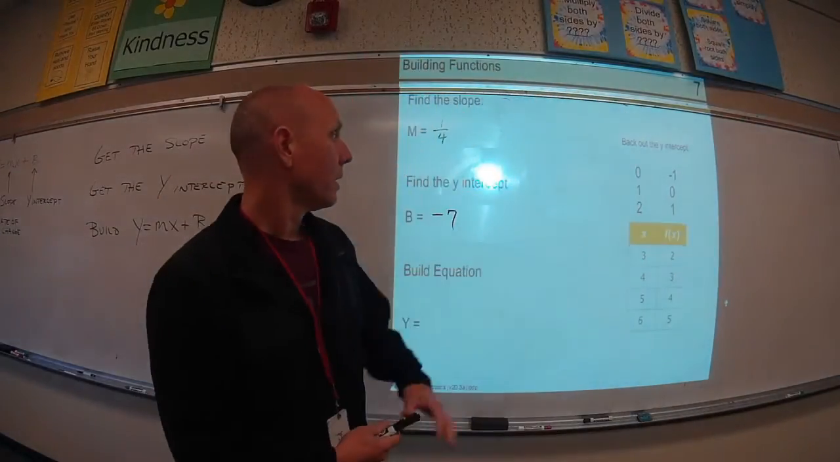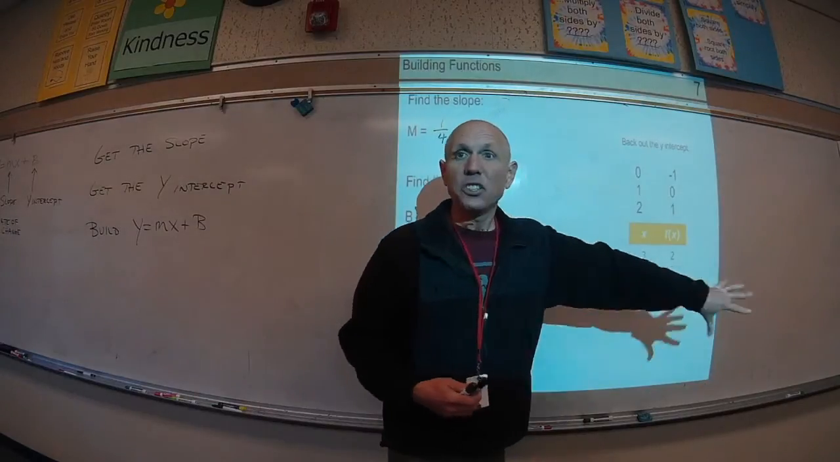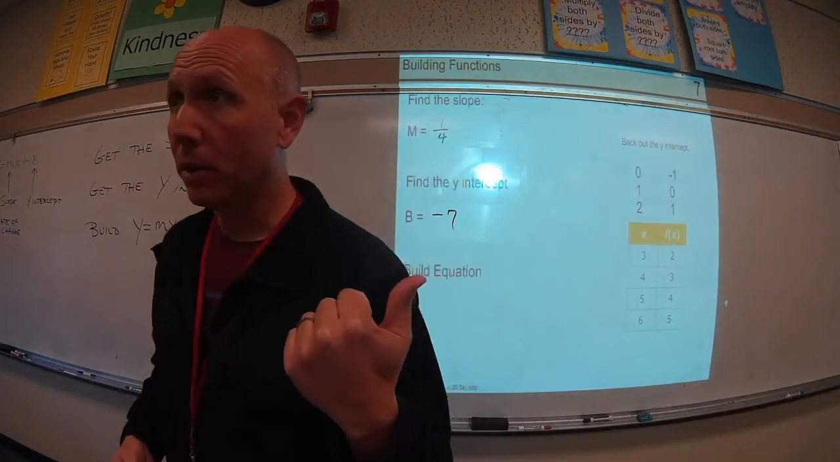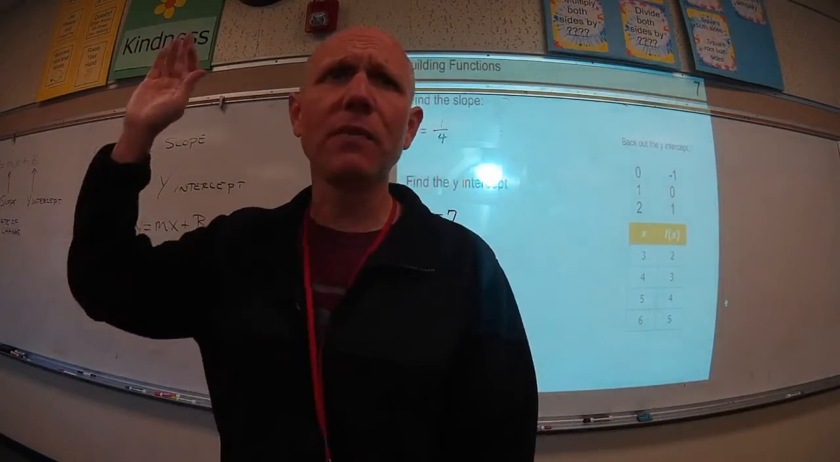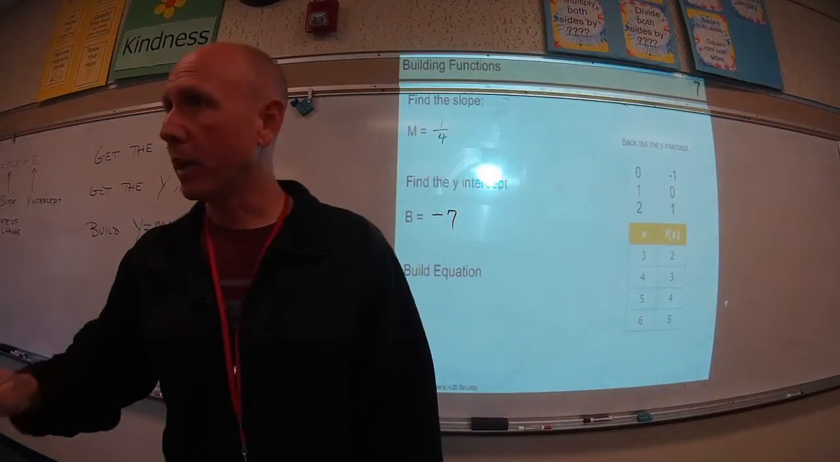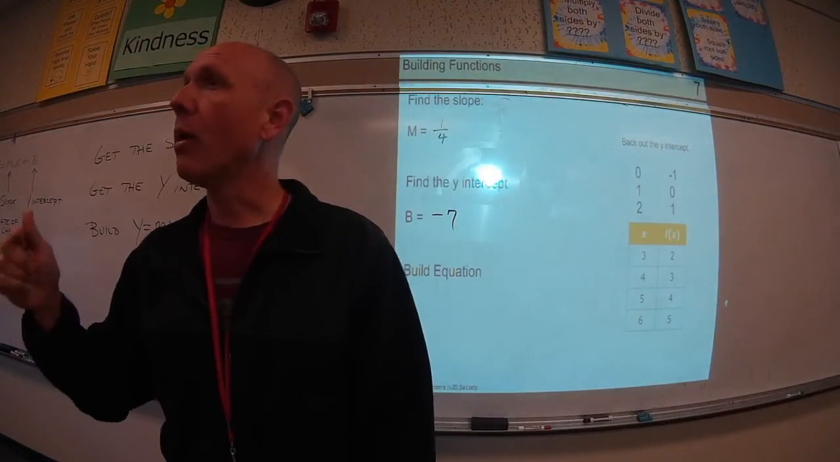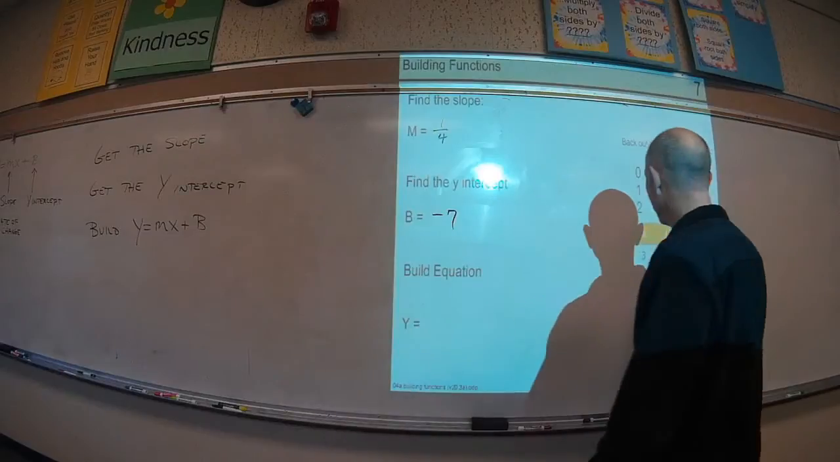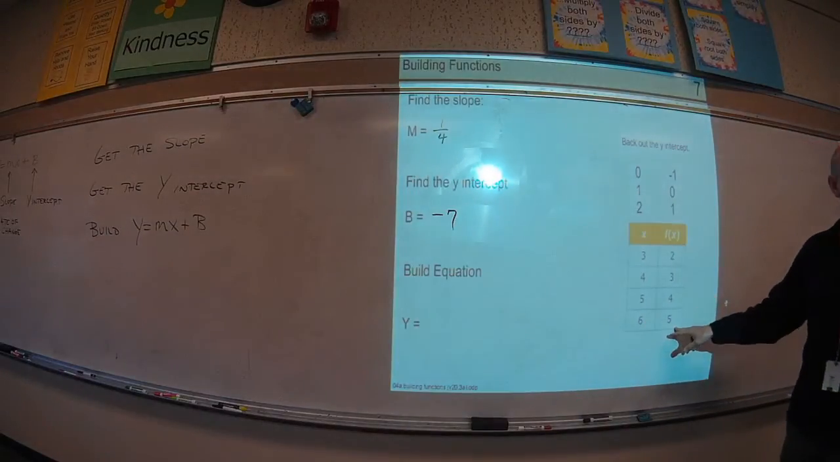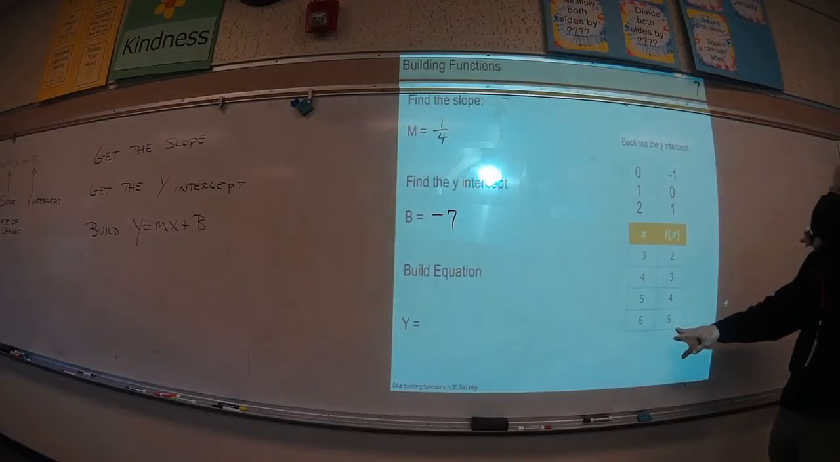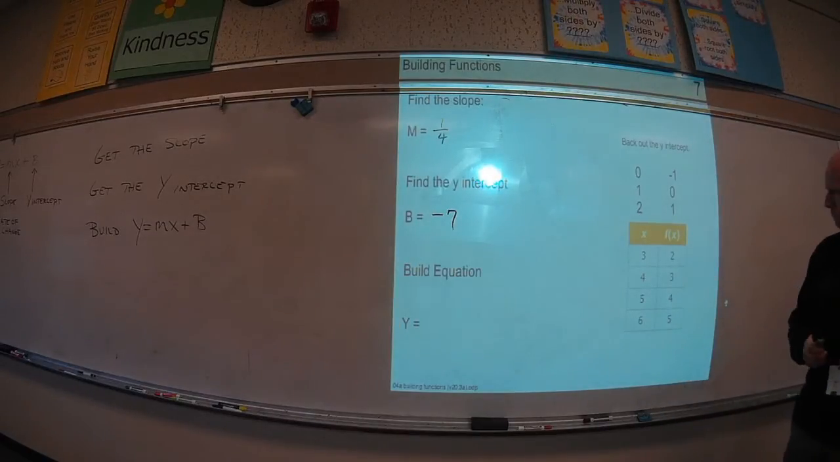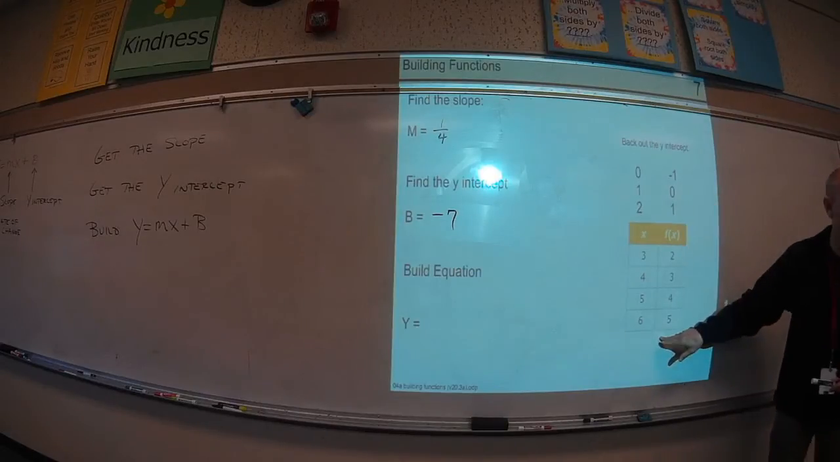We know that this is just a line written as a table. If I plotted these points, I could draw the line and then find the slope-intercept equation that way, but I don't want to. I want to find the slope of this. I want you to get your notes back out. We're going to put this into our notes. Draw this table in your notes.